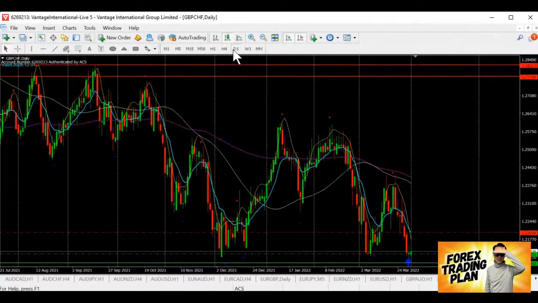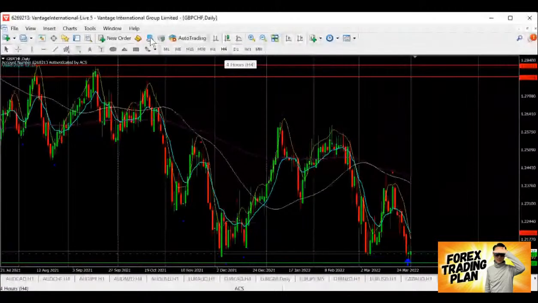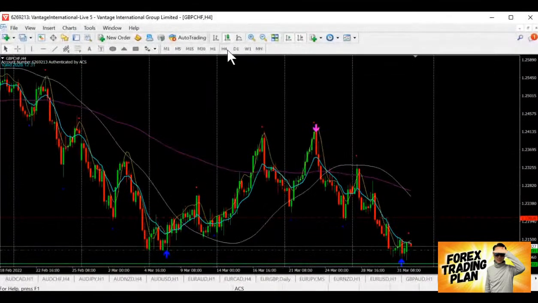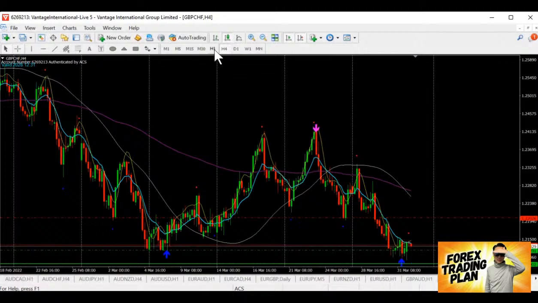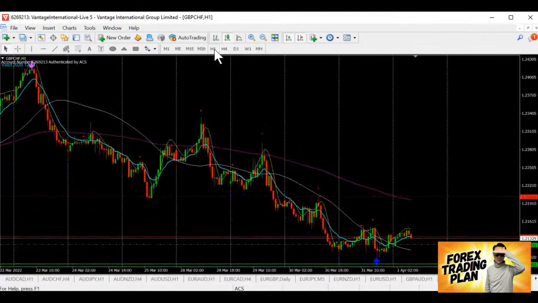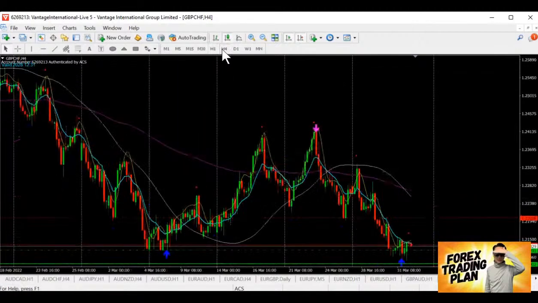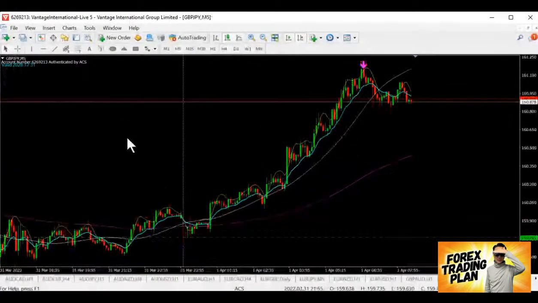Pound franc, we have tested the support and it's not breaking. So we are still above the support right now, with about 40 pips to go. But today the retracement doesn't seem good to me. So I guess we have to give this a miss today. Not going to take this.